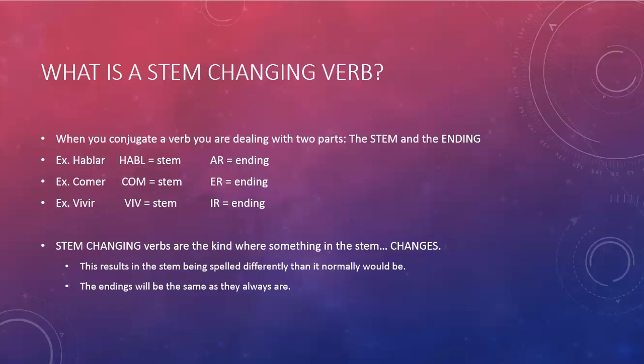So, stem-changing verbs, then, are the kind when something in the stem, or that first half of the word, changes, as if you couldn't have figured that out by the name. This typically results in the stem being spelled differently than it normally would be. Now, when you conjugate, the endings will be the same as they always are. You don't have to change the second part of the verb, but you do have to change the first part.